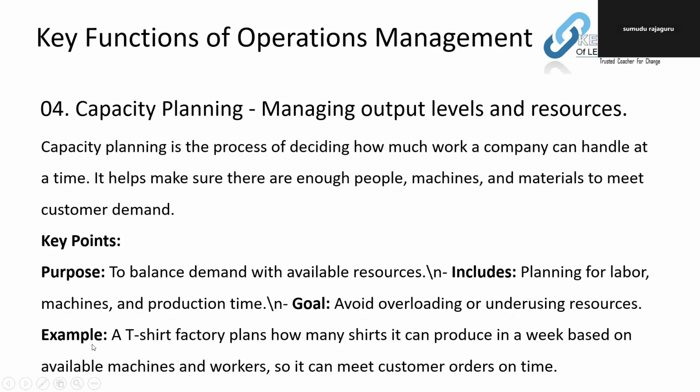Then this is the example. A car factory plans how many cars it can produce in a week based on available machines and workers, so it can meet customer orders on time.